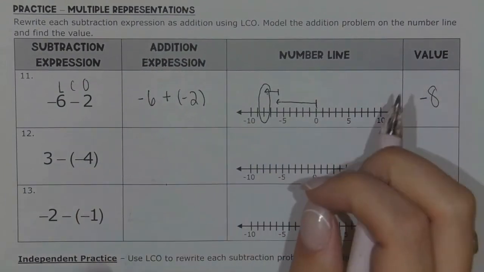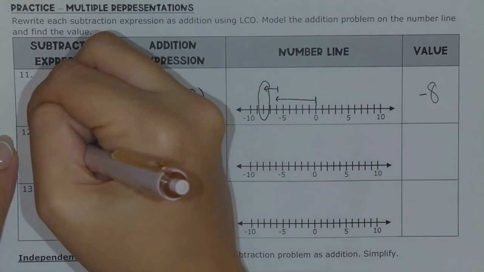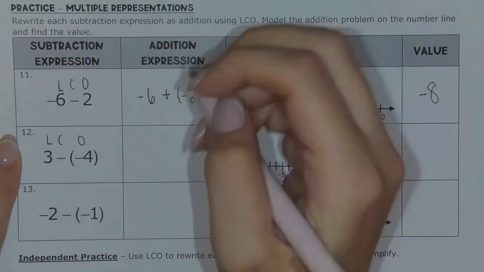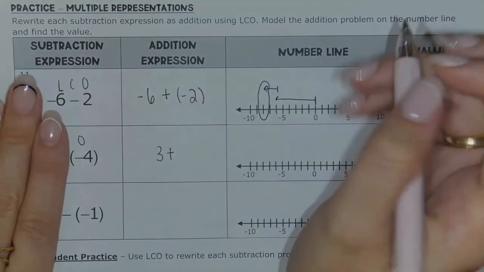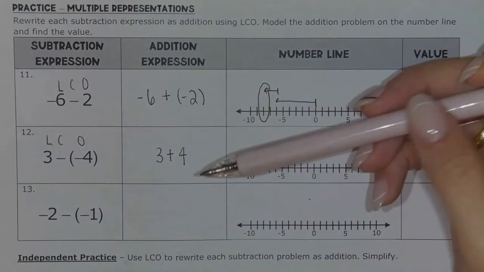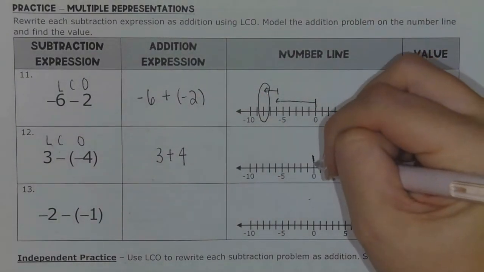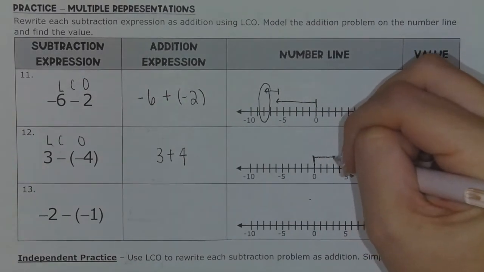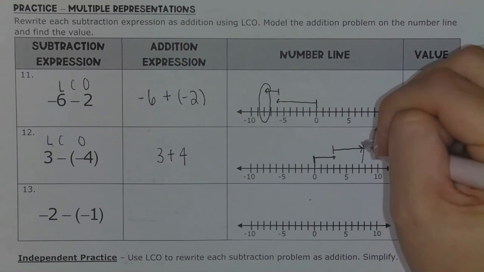3 minus -4, again, that subtracting a negative is ugly. So we're going to change it using LCO. So I'm going to leave it, change it, and then the opposite of -4 is +4. Now this is just a beautiful, nice problem of 3 plus 4, which gives me 7. We love adding just those positive numbers. 1, 2, 3. 1, 2, 3, 4. Ooh, I think I went too far.